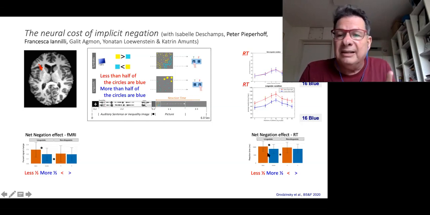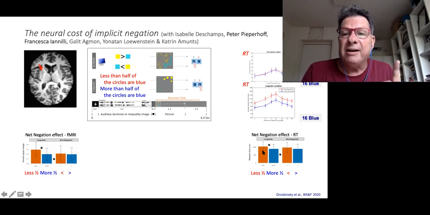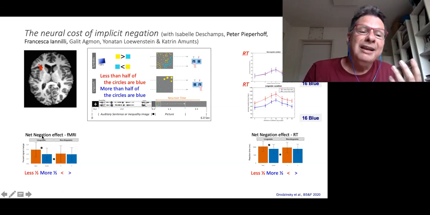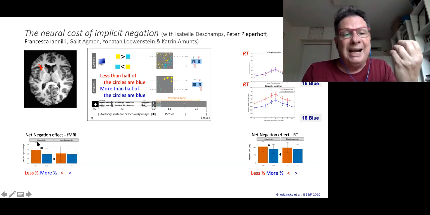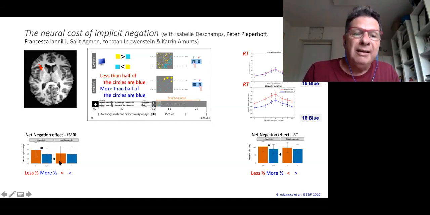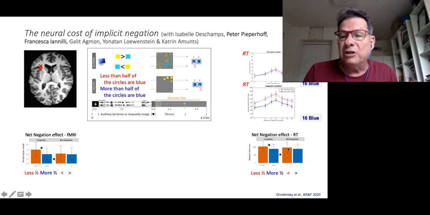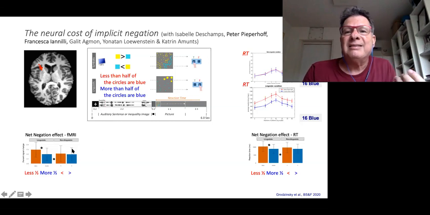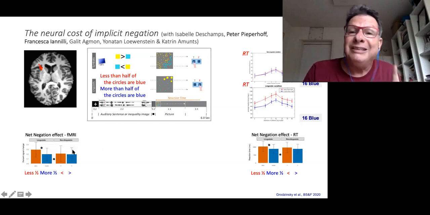And what I wanted is to do this in order to compare their reaction times to what we call the negation effect, namely the magnitude of the interaction effect in fMRI. So first of all, impressionistically, you see that they're the same. I hope everybody can see that it's exactly the same kind of thing. But this was not enough for us.